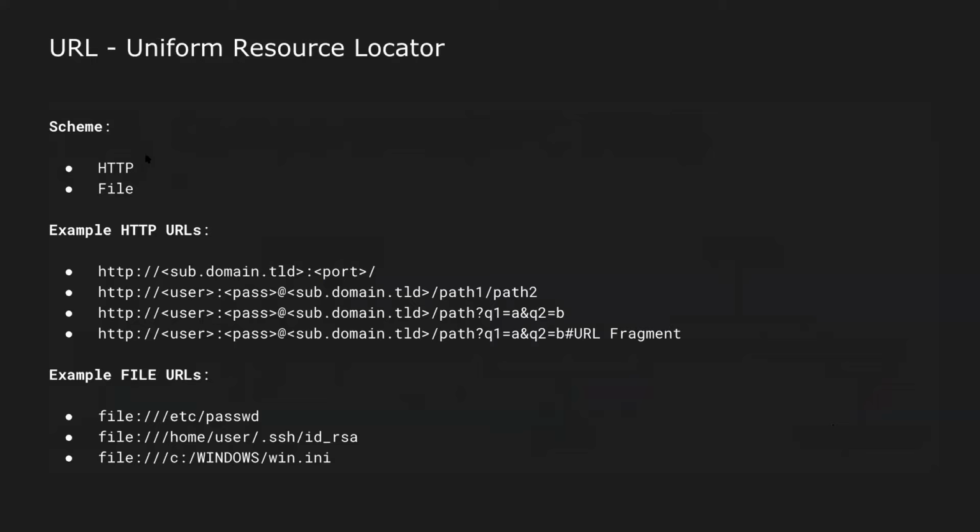As I told you, there are different schemes that can be used. Schemes are basically the protocols. So here are a few examples of HTTP protocol based URLs, and here are a few file scheme based URLs. So yeah, this is pretty much it about URLs, and we'll be talking a lot about URLs and how they can be used inside our different attack vectors in our future slides.